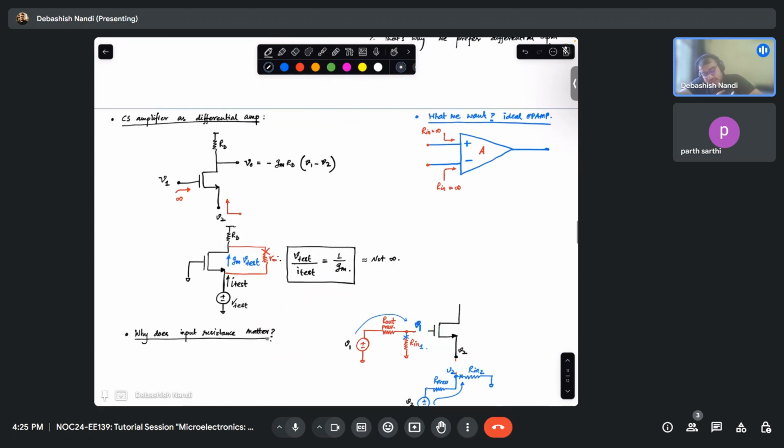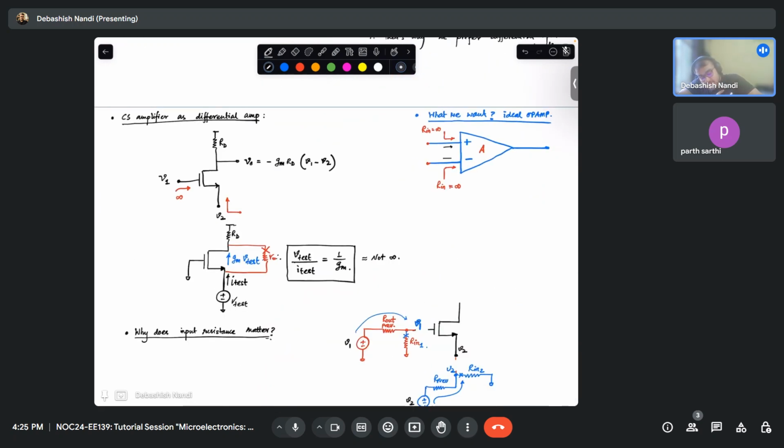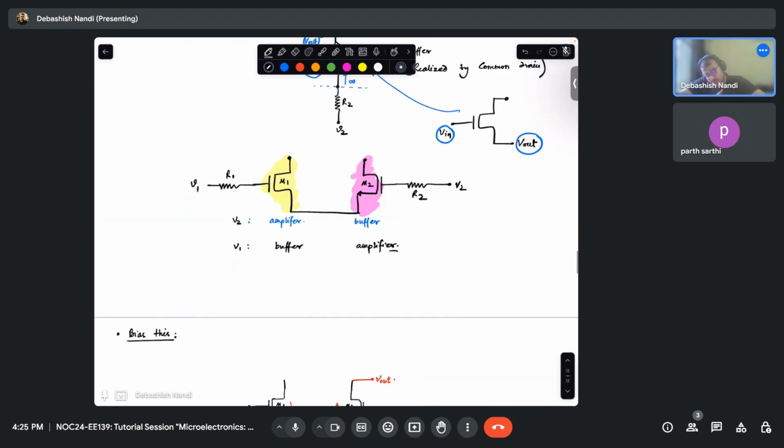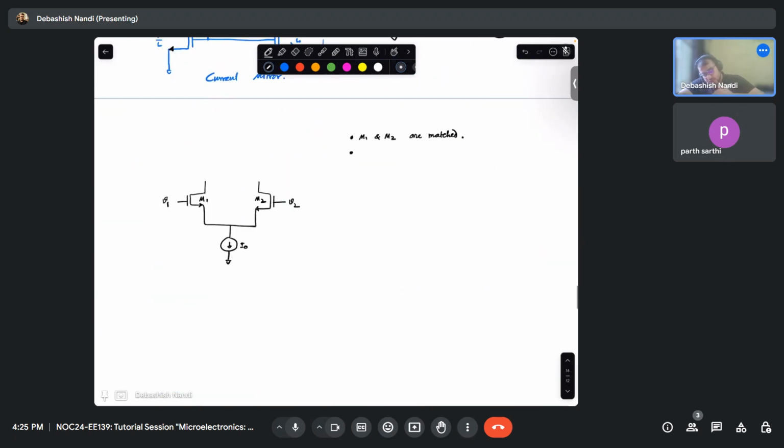Because in the case of an op-amp, for an ideal op-amp, these two terminals act exactly the same, just with a change of sign, a 180-degree phase shift. Apart from that, these two terminals should look exactly the same. So if M1 and M2 are matched, can you tell me what is the current flowing in these two branches?